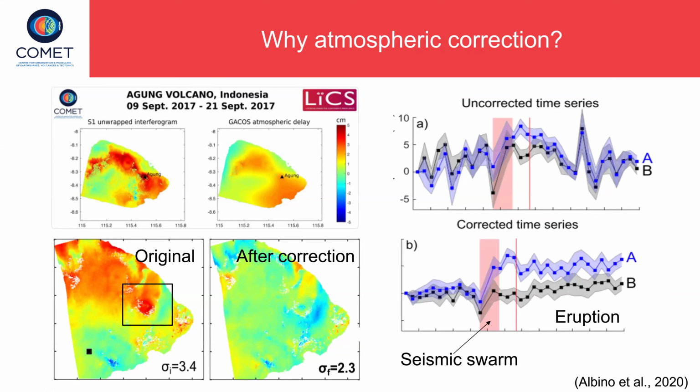But after tropospheric correction, you can clearly see the point on the volcano has a clear jump, a clear deformation signal before the eruption. So you can use this kind of signal to warn people around the volcano, to do early warning tasks based on this kind of observation. So it's really important in early warnings.